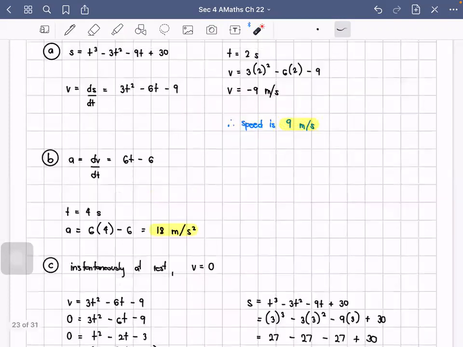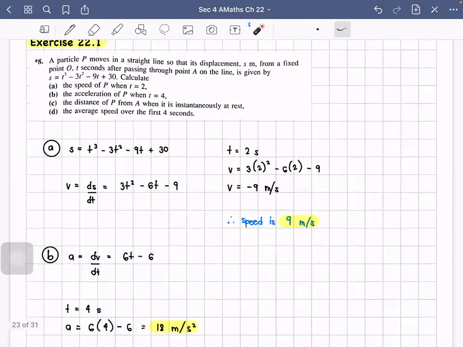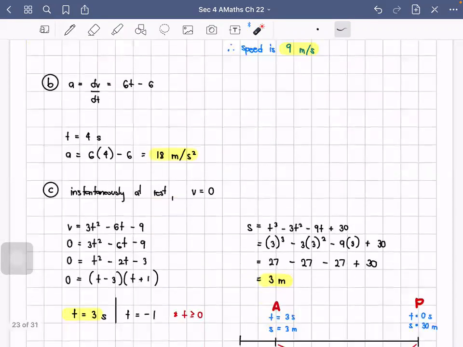Okay, and then let's jump right away to letter C. Let's find the distance of P from A when it is instantaneously at rest. Instantaneously at rest means velocity is equal to 0. So using the velocity function, v now becomes 0.